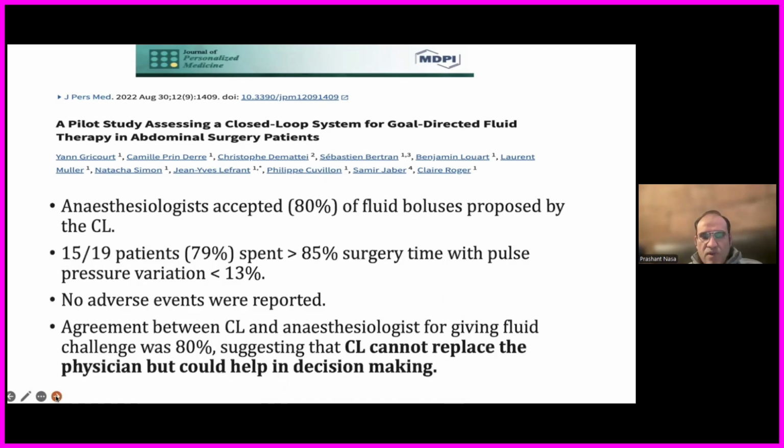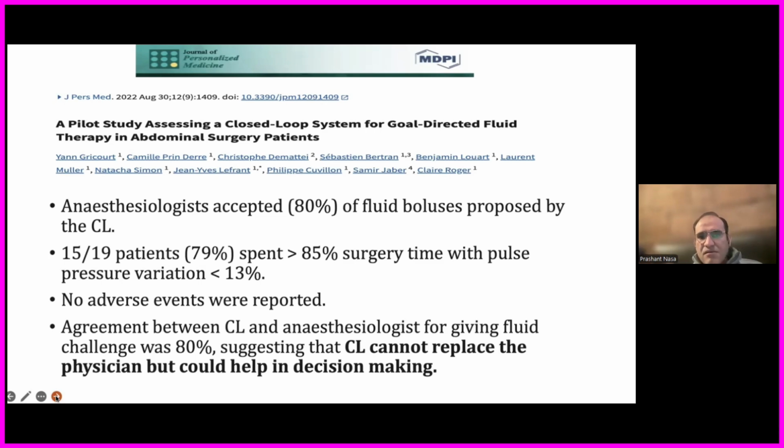And what they found was that when closed loop is giving advice, it was in this particular study accepted only 80% of the time. It was a very small study, they only had 19 patients, where most of the time these patients had fluid responsiveness, measured by pulse pressure variation, of less than 13%. So most of these patients remained less than 13%, which means they were not fluid responsive.